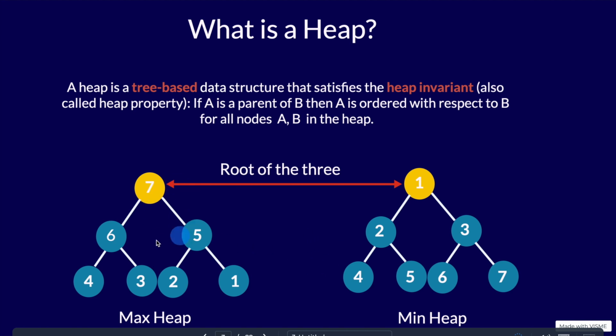So the first case is called the max heap, where the value of the parent node is always greater than or equal to the value of the child nodes. And the second one here is called the min heap, where the values of the parent nodes are always less than or equal to the value of the child nodes. Okay, so you can see this diagram here, which explains it better.